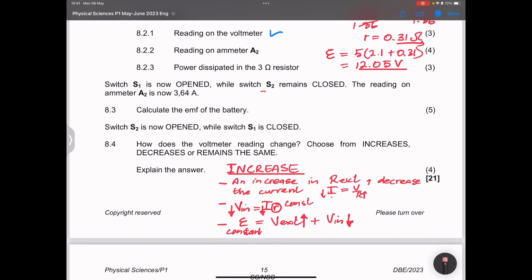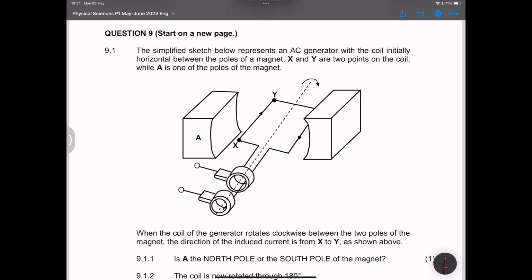And now we are going to move on to question 9. So they said the simplified sketch below represents an AC generator with a coil initially horizontal between the poles of a magnet. X and Y are 2 points on the coil, while A is one of the poles on the magnet. They say when the coil of the generator rotates clockwise between the 2 poles of the magnet, the direction of the induced current is from X to Y, as shown above. So they say to us, is A the north pole or the south pole of the magnet?